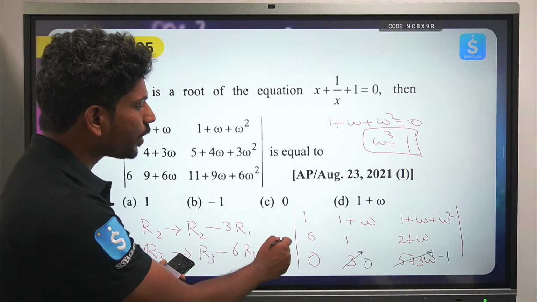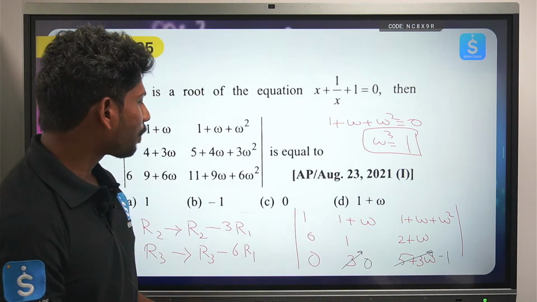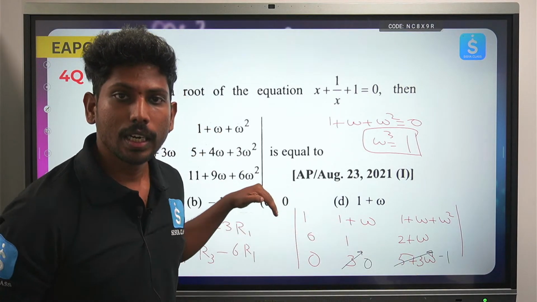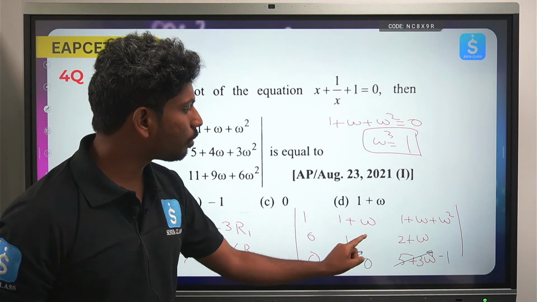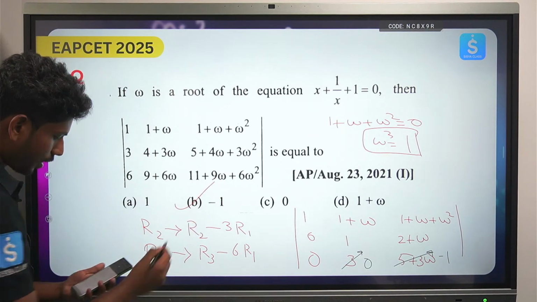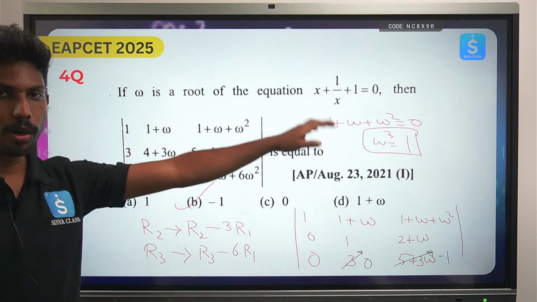So what do we have? We have an upper triangular matrix. In an upper triangular matrix, the determinant is nothing but the product of the diagonal elements. So that will be 1 into 1 into minus 1. So the answer is minus 1. I hope you are all getting it. Please let me know if you want me to explain further.